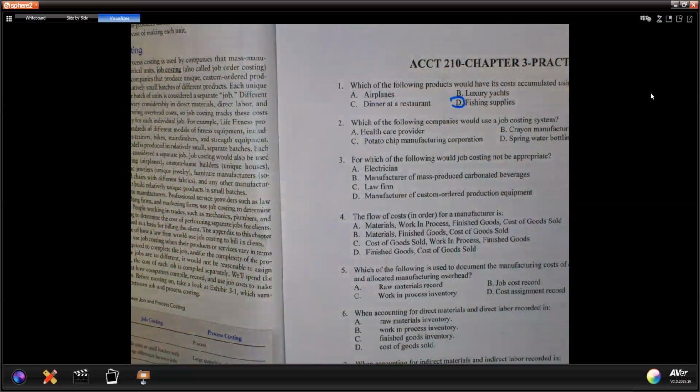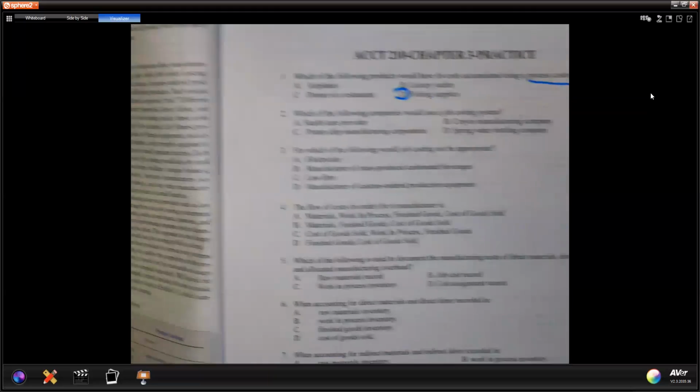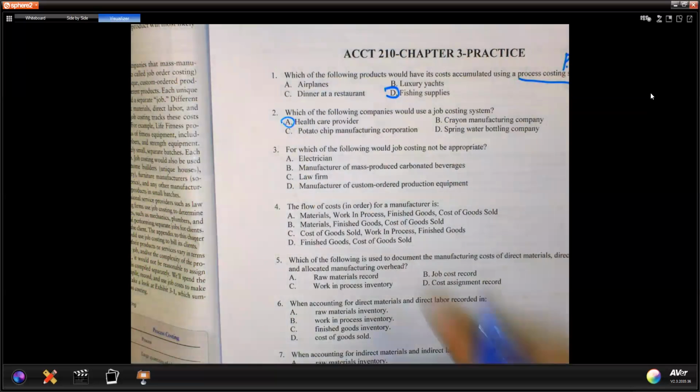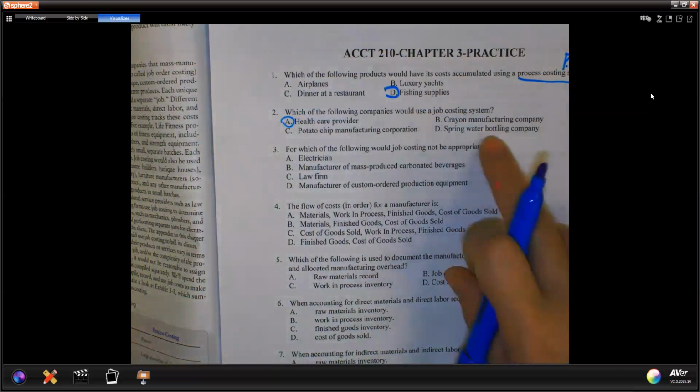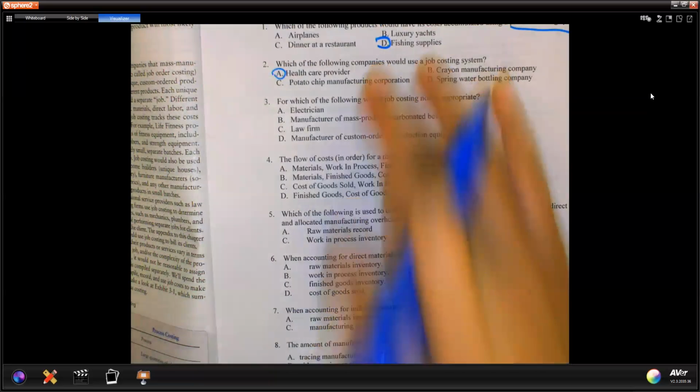Next one, which of the following would use job costing? We said job costing is for each single unit or small batch with very large differences between jobs. So we said health insurance is a service, like CPA, restaurant. Each client is different, right? So you have to use job costing, and then cheap water uses process costing. So this gives you an idea of the difference between job costing and process costing.